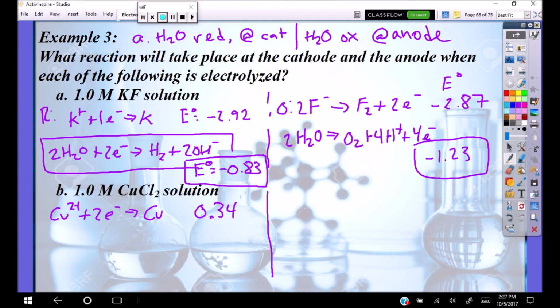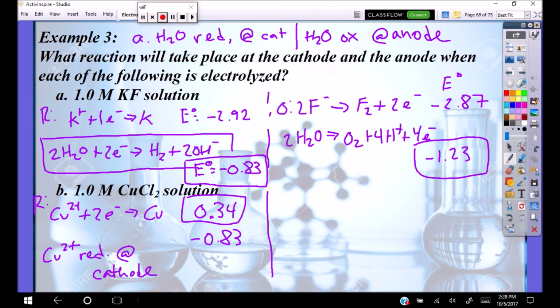And then we look at the reduction of water here, so it's the same one as before. We can look at negative 0.83. I'm not going to write out the entire half reaction because that part stays the same. Ask yourself, which is more positive? Copper is more positive. So therefore, copper will be reduced. So Cu2+ is reduced at the cathode, right? So that part's easy, but now we need to figure out our anode.